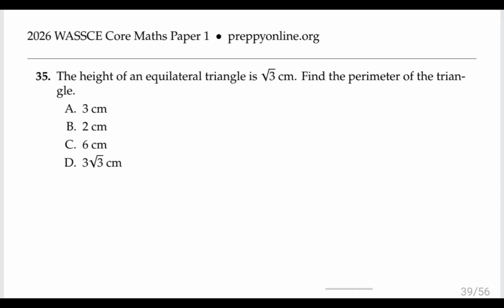Question 35. The height of an equilateral triangle is square root of 3 centimeters. Find the perimeter of the triangle. So we have a triangle. It's an equilateral triangle. That means that all the 3 sides are equal. And then the height, that's the perpendicular height of the triangle, is square root of 3 centimeters. And we are being asked to find the perimeter. That means that we have to find this length. Of course, because it's equilateral, all the lengths are the same.